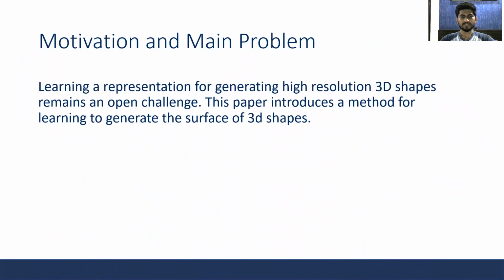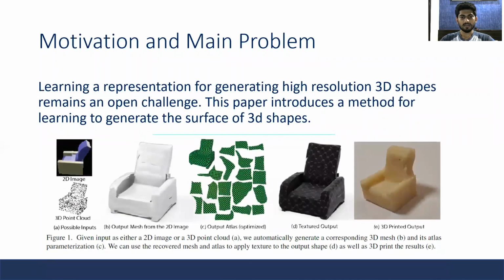So talking about the motivation and the main problem, this paper talks about generating high resolution 3D shapes, which still remains an open challenge. And the way this paper works is that you give a 2D image or a 3D point cloud as an input, and then it works on the encoder decoder mechanism, and the paper mainly focuses on the decoder part, such that using one of the encoder techniques, depending upon the type of input, you can generate an output mesh from it.